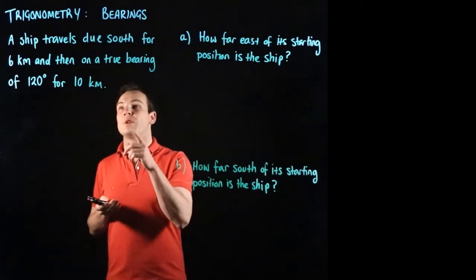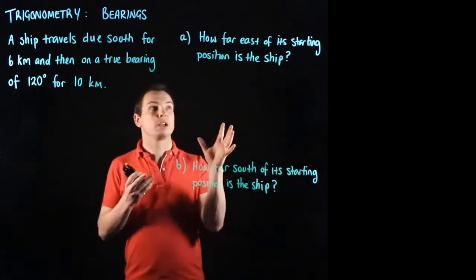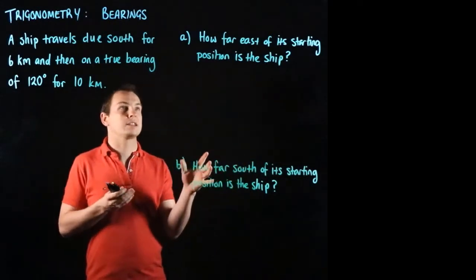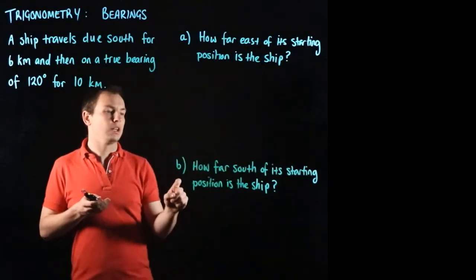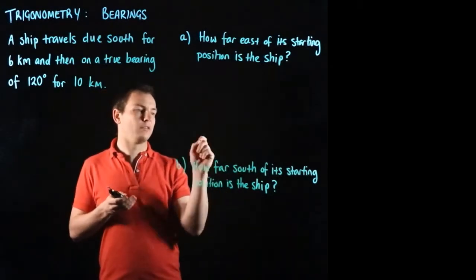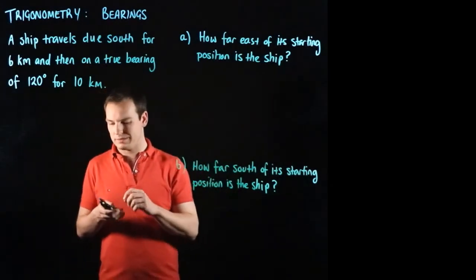So the first thing we're going to do is start with that diagram, and then we're going to look at these two questions that we need to answer. The first one is how far east of the starting position is the ship, and then we want to find how far south of the starting position the ship is.